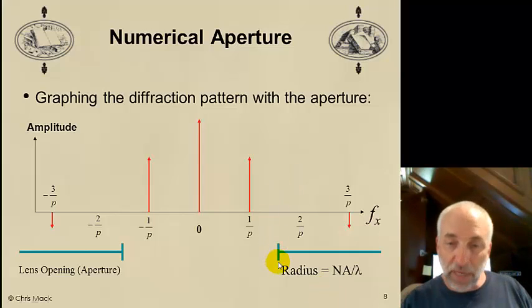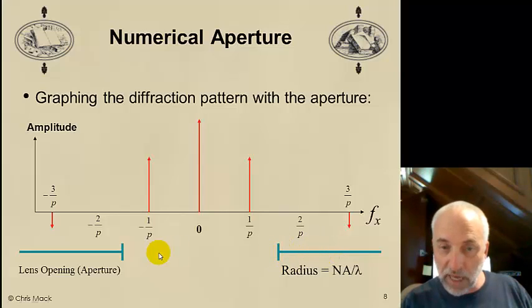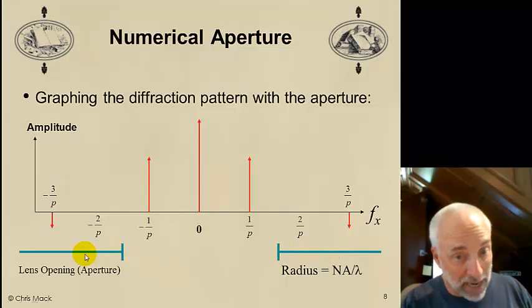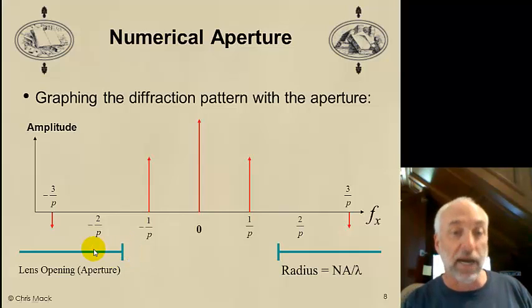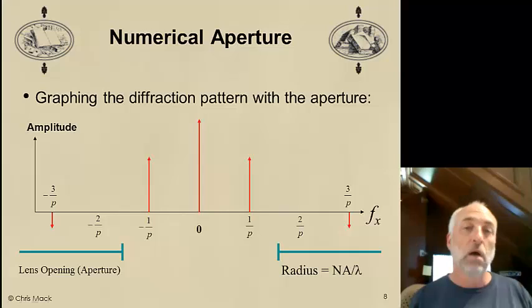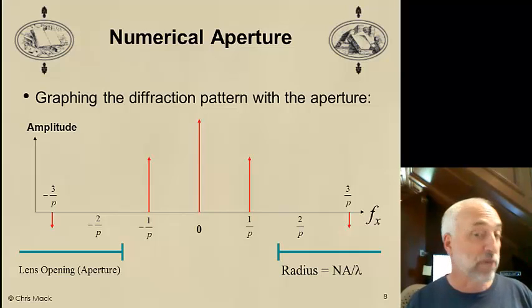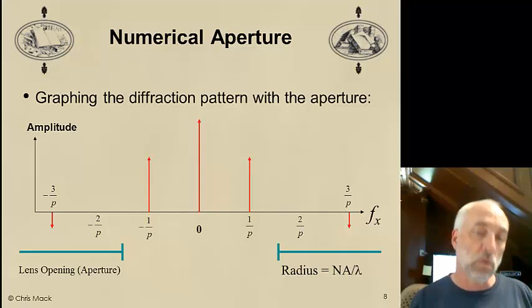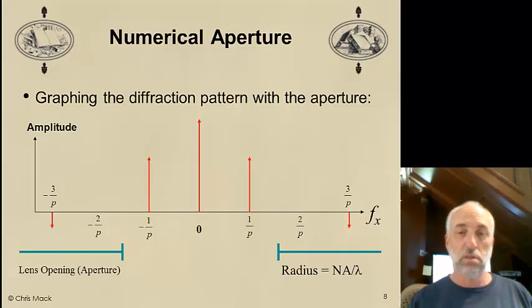So I can draw a picture that says all of the spatial frequencies bigger than NA over lambda or smaller than minus NA over lambda are blocked by the lens. And all of the spatial frequencies that are within this radius of NA over lambda pass through the lens. I can see very readily which diffracted orders make it through the lens and which ones don't.